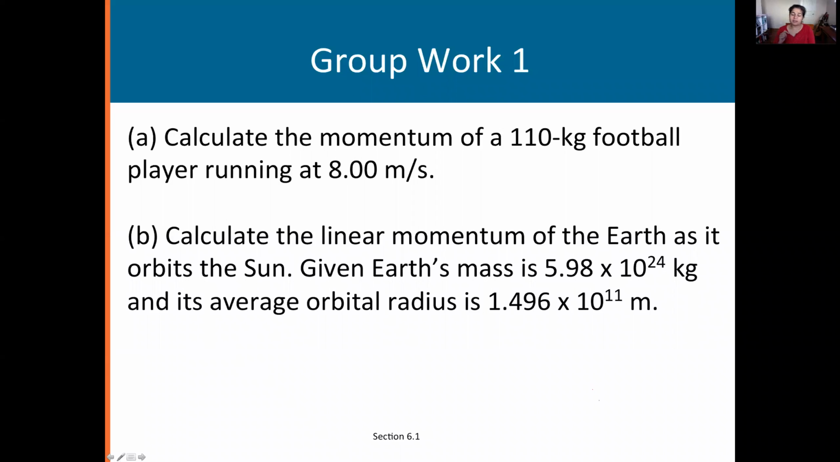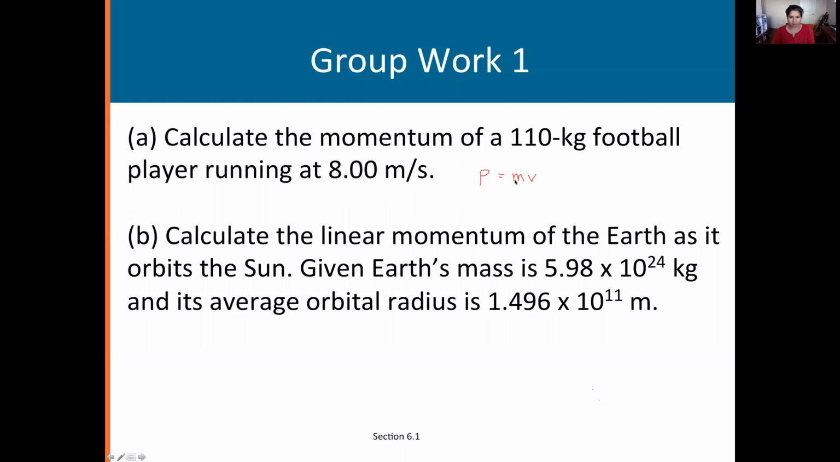Let's do a very simple problem on calculating momentum to get a feel for the numbers, okay? Calculate the momentum of a 110 kg football player running at 8 meters per second. So what do you need to do here? All you need to do is your momentum is mass times velocity, right? And this is the magnitude that I'm writing. So for mass, you're going to substitute in 110 kg, and the velocity is 8 meters per second. So it's clearly going to be 880 kg meters per second, right?